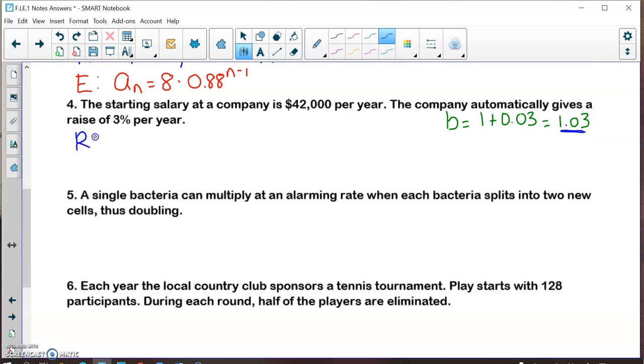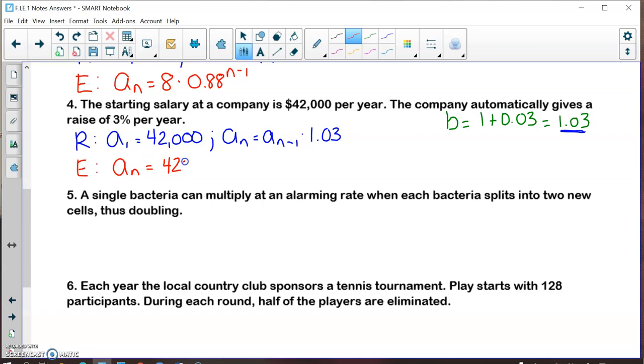So my recursive formula, since this is more of a geometric sequence, would be a sub 1 is equal to $42,000; a sub n is equal to a sub n minus 1 times that 1.03. My explicit formula would be a sub n is equal to 42,000 times 1.03 to the n minus 1 power.